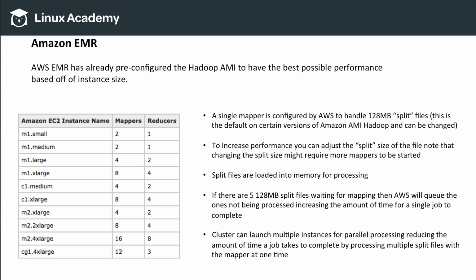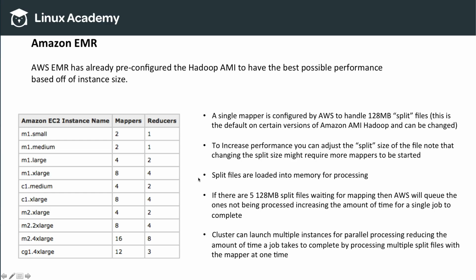To increase performance, you can adjust the split size on the file, but adjusting the split size might require more mappers to be started. So if we say, hey, we're going to take the chunks, and instead of 128 megabyte chunks, I want more chunks in smaller size. Well, the more chunks we have, the more mappers we need to process in order to complete it faster. And we'll demonstrate this in a second.